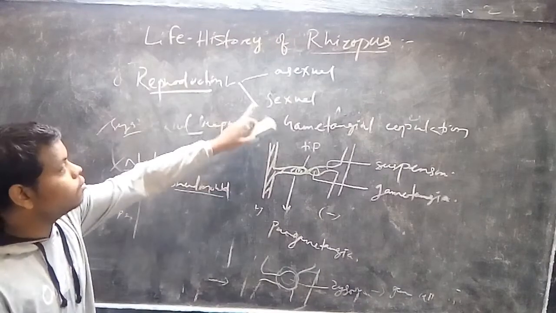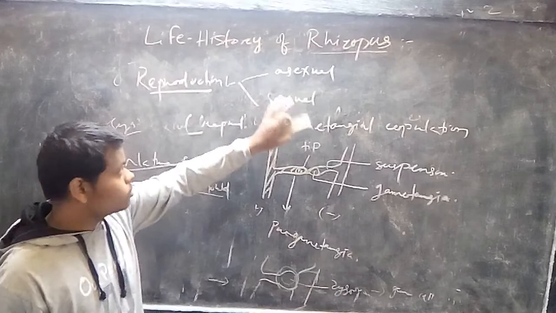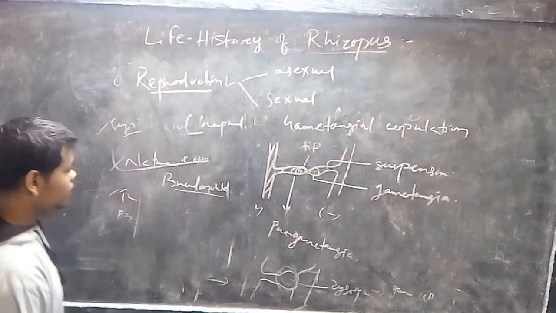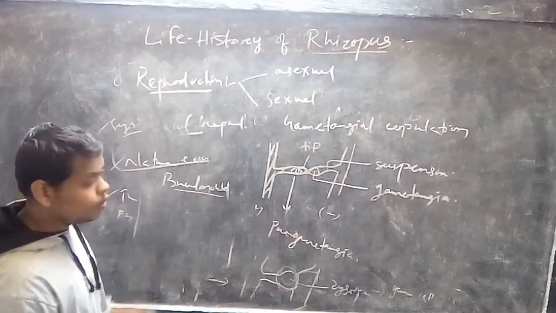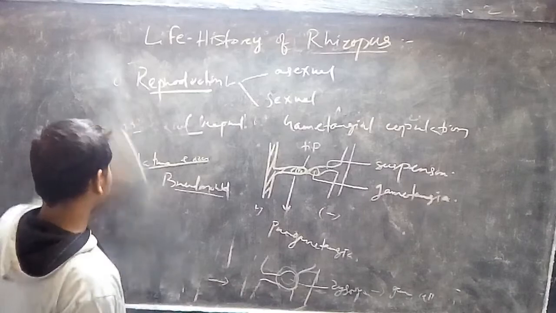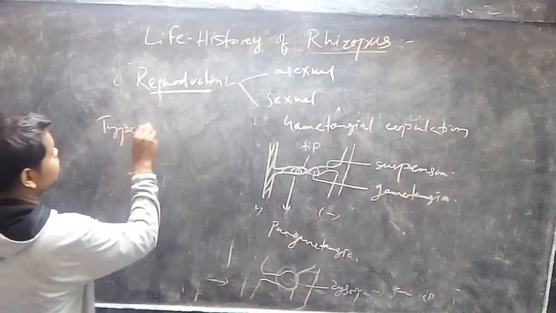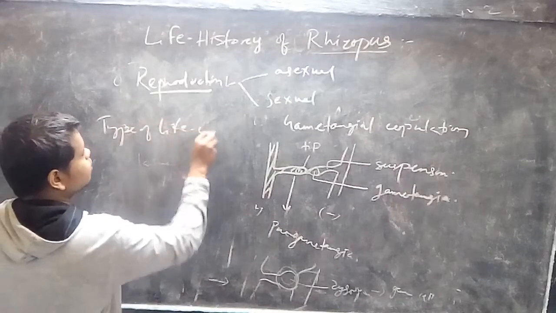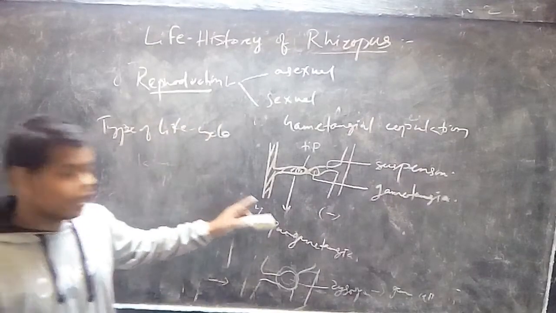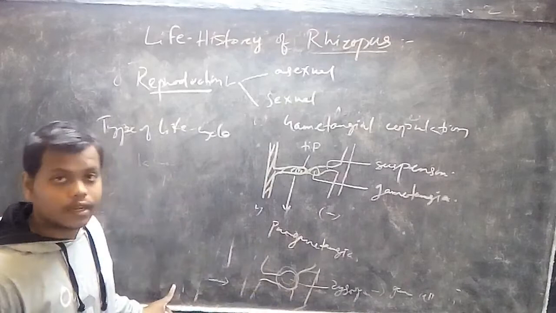Reproduction is sexual type and asexual type. Then the next thing that arises is life cycle. What is the type of life cycle of Rhizopus? Type of life cycle is, see, zygote is the diploid stage.